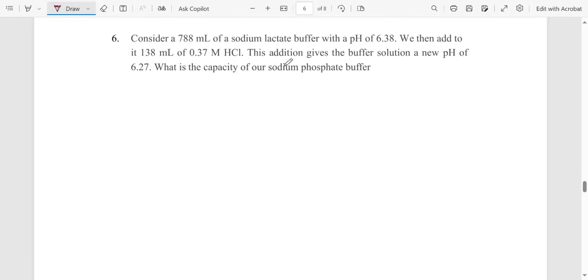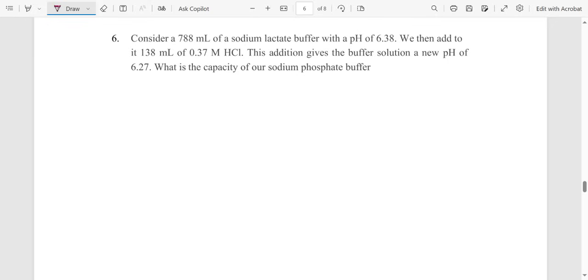Now, this is not supposed to be sodium phosphate. We have got sodium lactate and then hydrochloric acid. I think that was just something which was an error there.